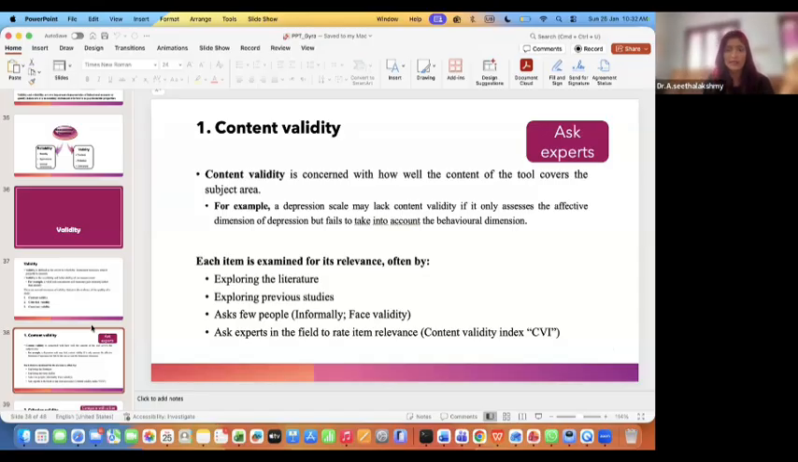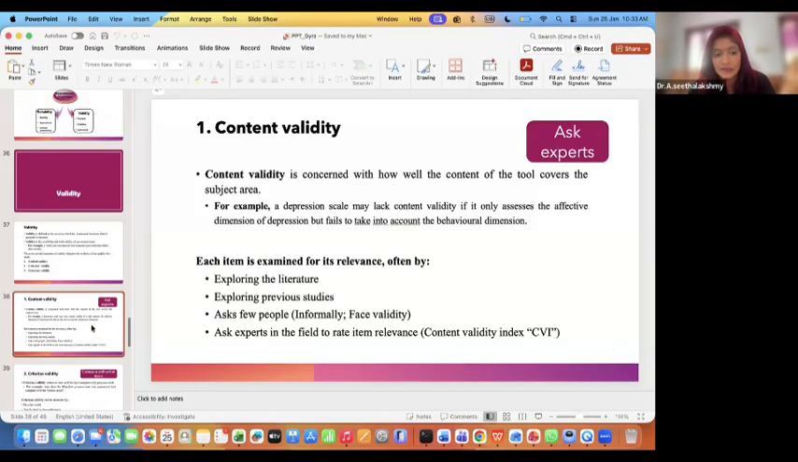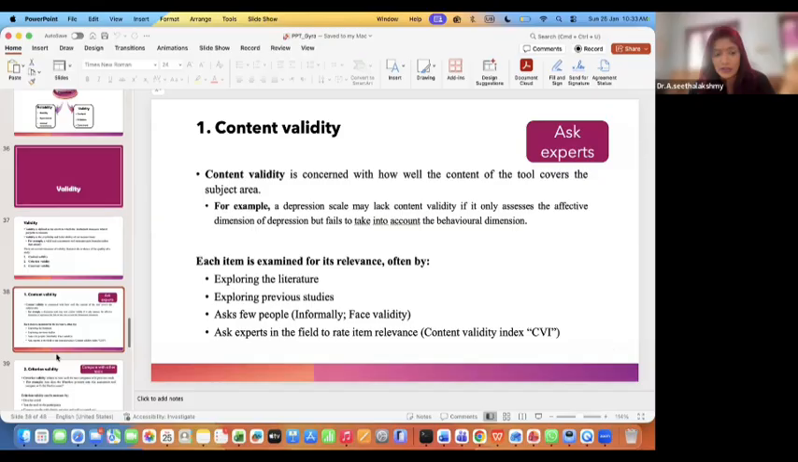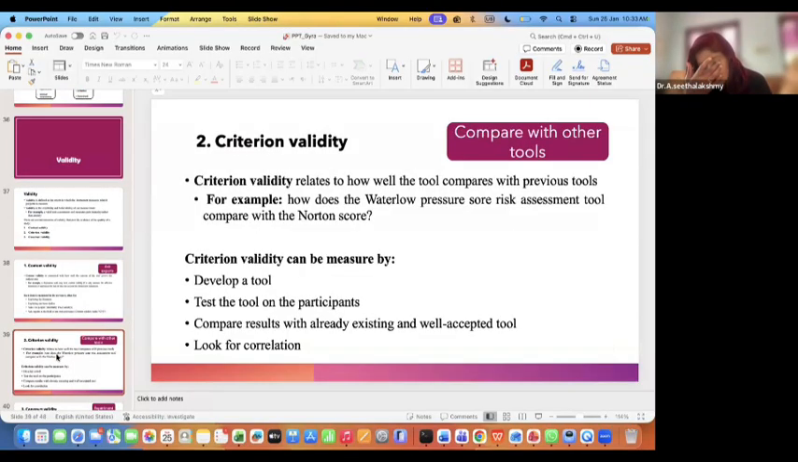How will you generate it? From the experts, you will have a rating scale. Whichever has the highest rating will be indicated more compared to the lower one. That's all. So I hope content validity is fine. Now the next validity that we need to look into is criterion validity. What is this criterion validity?